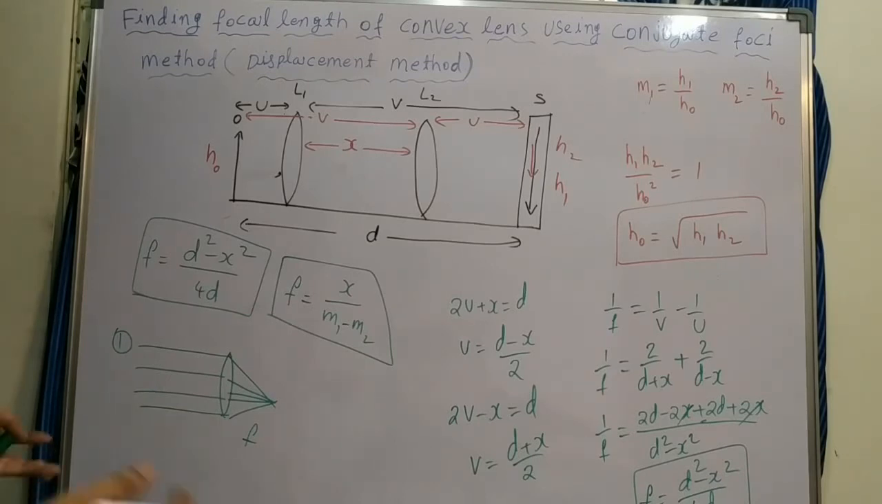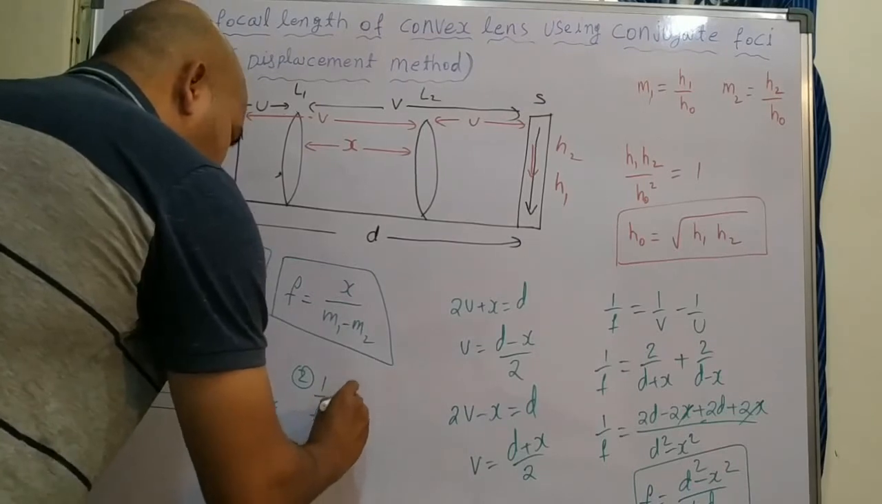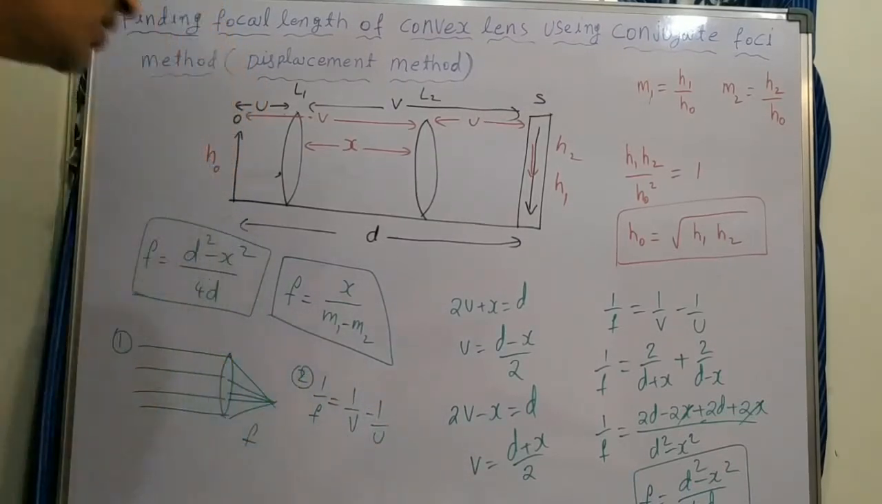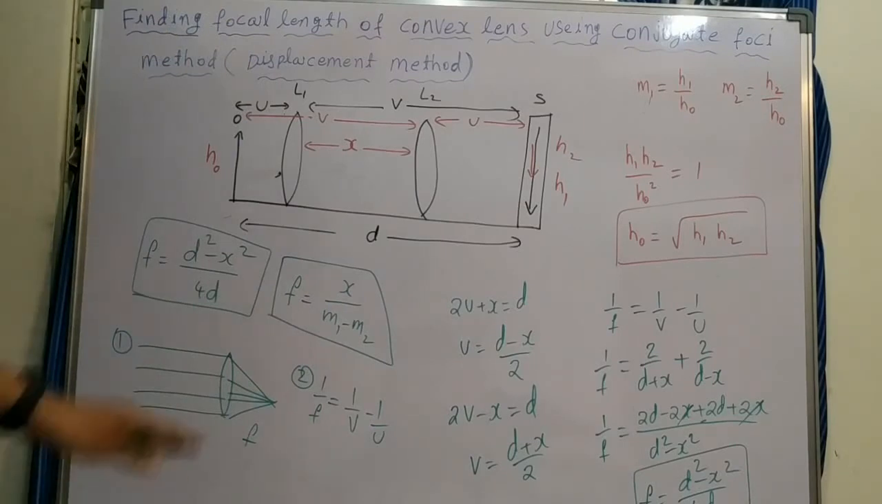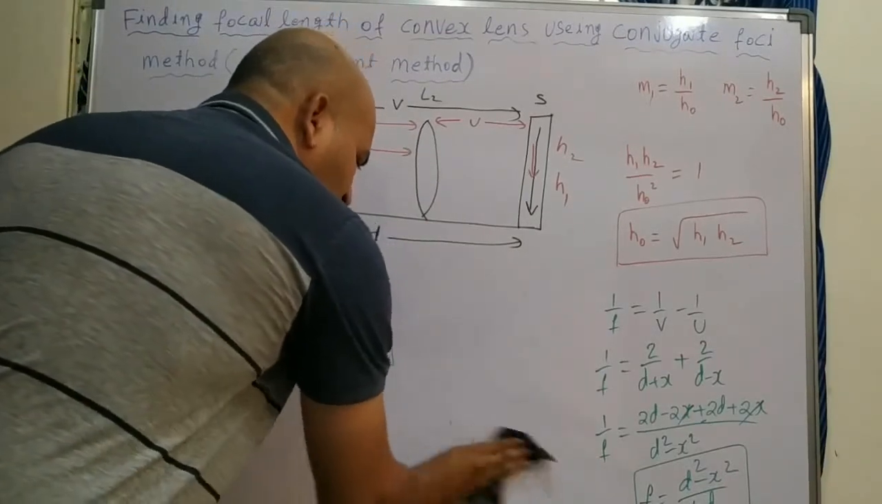Second one, with the help of the formula, that is 1 by f is equal to 1 by v minus 1 by u. This is what we call the UV method. With the help of this formula, we can calculate focal length if we know object distance and image distance. Third one, using the graph method, UV graph method. Already we discussed that.